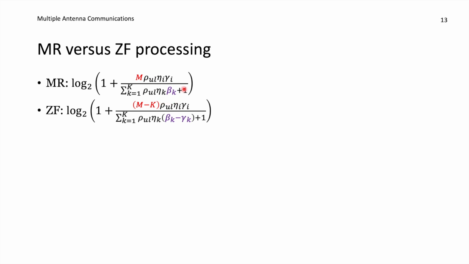However, the benefit comes in the interference term, where we originally had beta k, the true variance of the channel, and now we have beta k minus gamma k, which is only the variance of the estimation error.